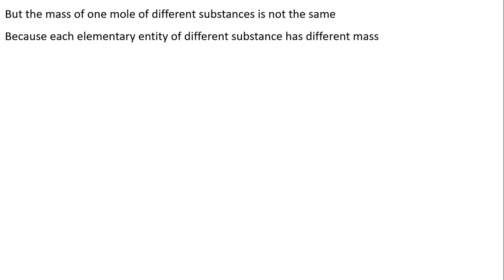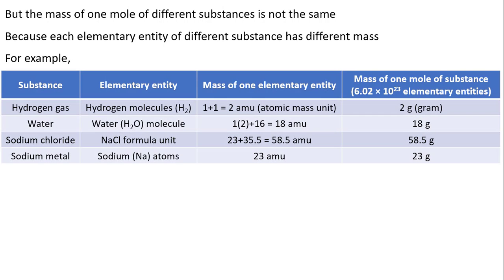It's just because each elementary entity of a particular substance has a different weight, a different mass. Since it has a different mass, there will be different masses of the whole chunk. Let's try to understand with some examples, and examples are given in this table.